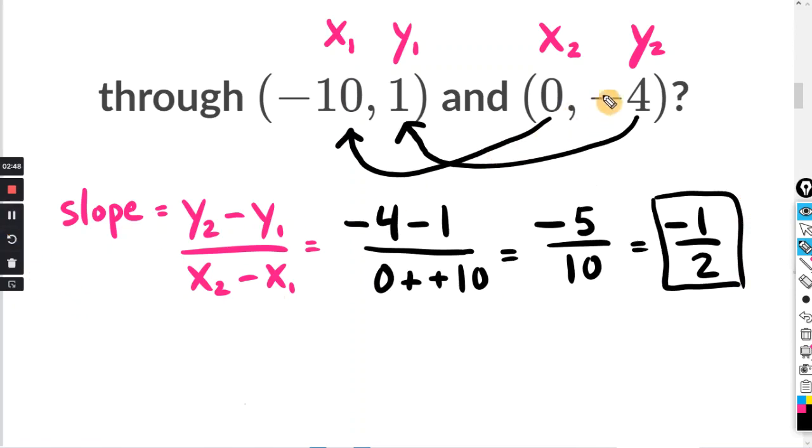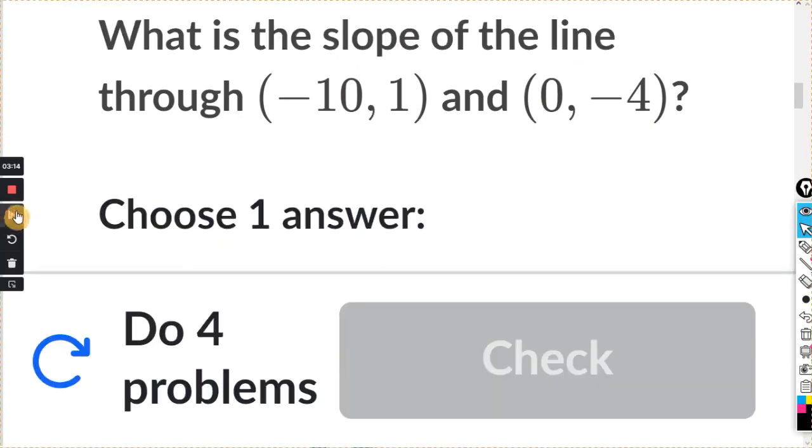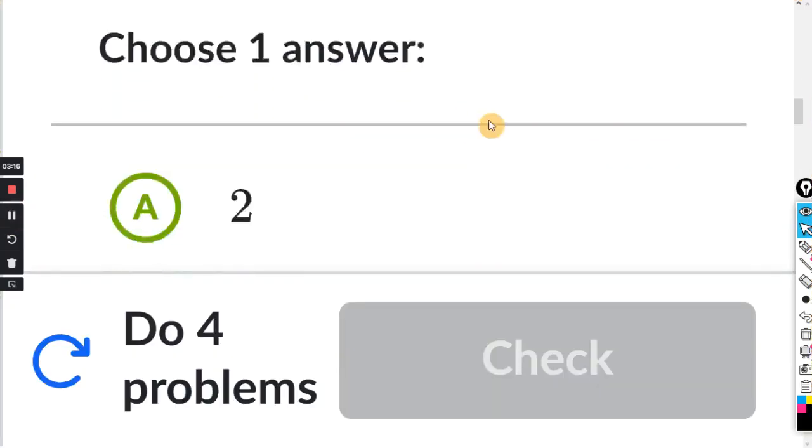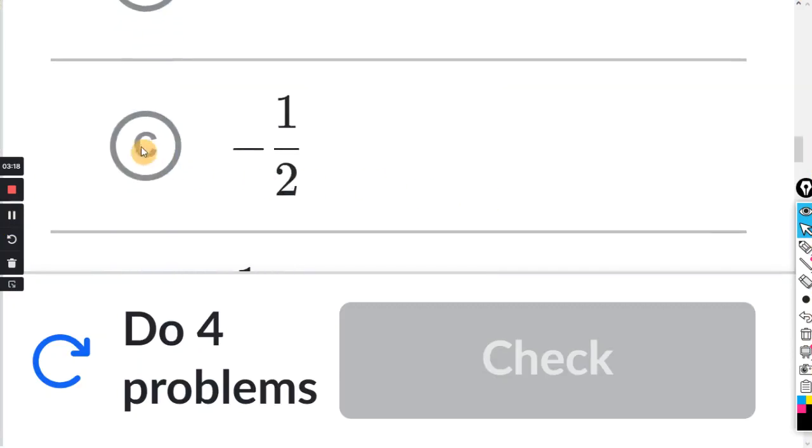Now, we subtracted these going from this point to this point here. Let's say we started on the left instead and subtracted going left to right. Okay, if we subtracted this and this, this and this, would that have worked as well? Yes, it would. Okay, as long as you do both of them in the same direction, you will get the same answer. So we're looking for negative 1/2. Scrolling down, it's answer C.